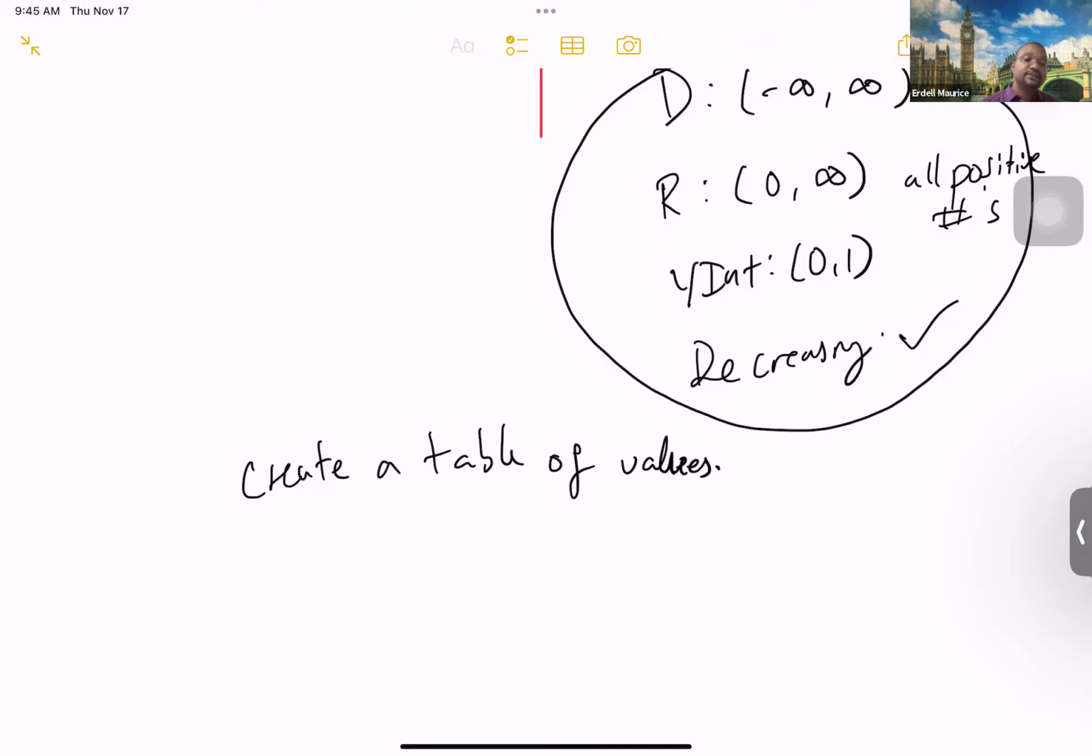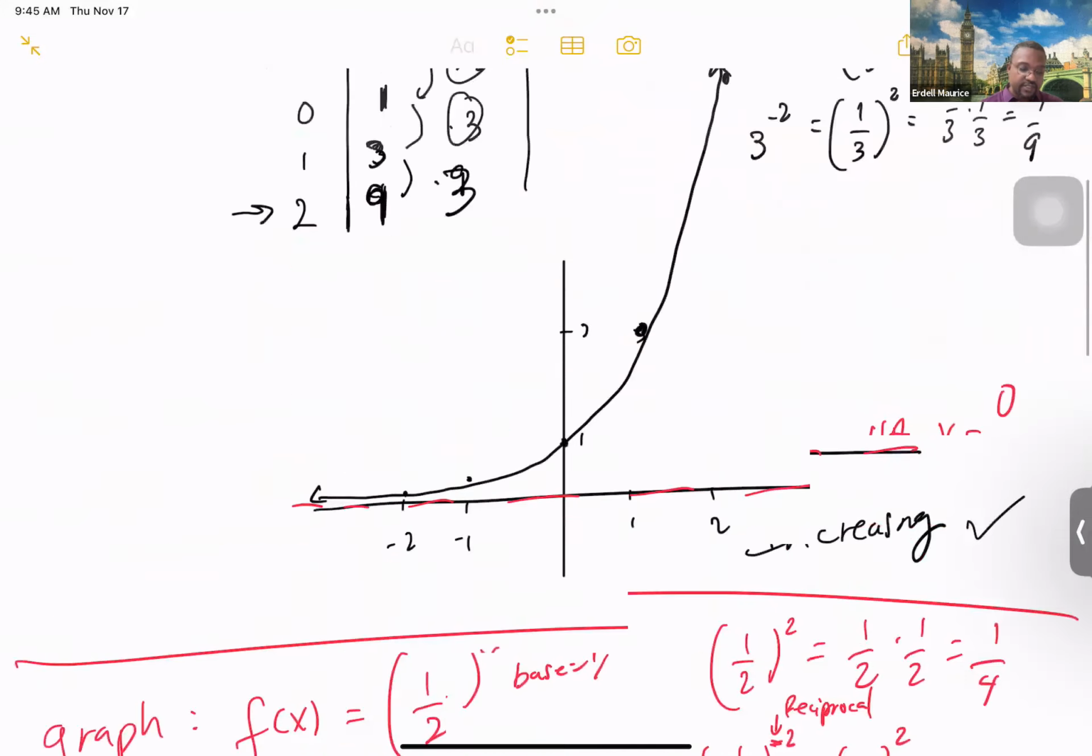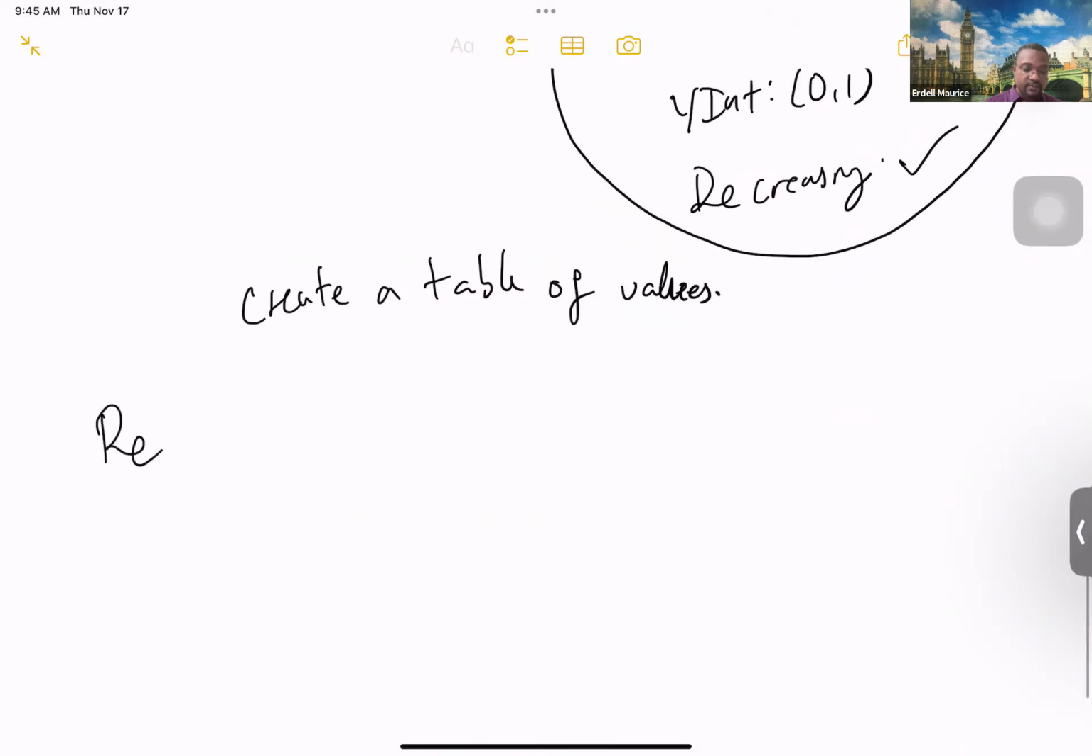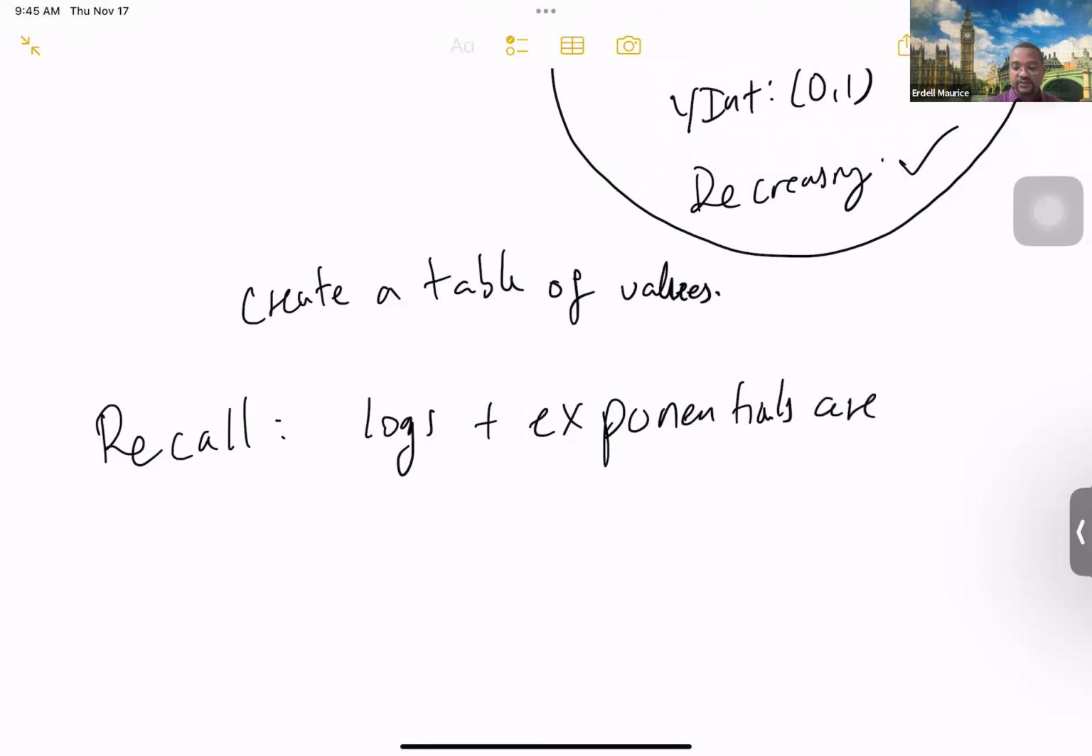Now, the cousin of your exponential functions is your log functions. Remember that logs and exponentials are inverse functions. And so what that means is that they're simply a replacing of the x and y values. And so we take advantage of that when we're trying to graph logarithms. Graphing exponential functions is really easy. Graphing logarithmic functions is also really easy if you remember this one fact.